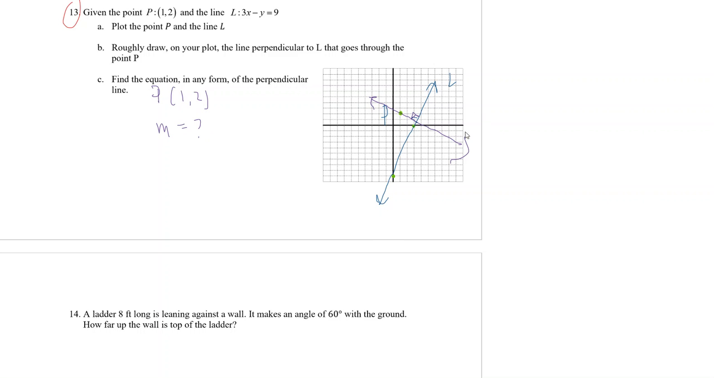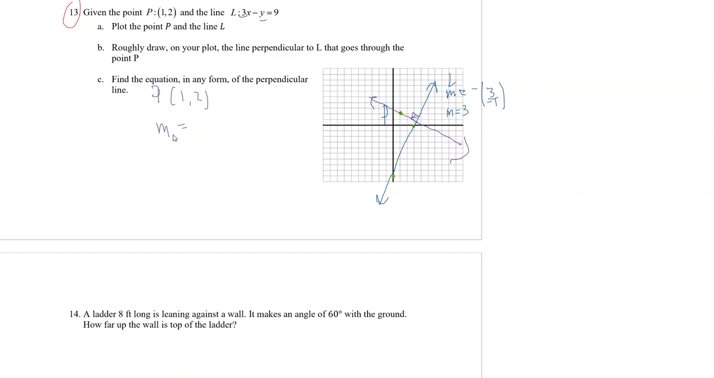To find the slope, we find the slope of the original line L. So the slope of L, probably the easiest way to find it is just use minus A over B. So it's minus 3 over minus 1. Gives us a slope of 3. And so therefore the perpendicular line, if a line has a slope of 3, all lines perpendicular to it have a slope that's the opposite reciprocal.